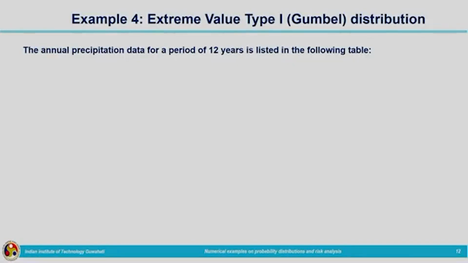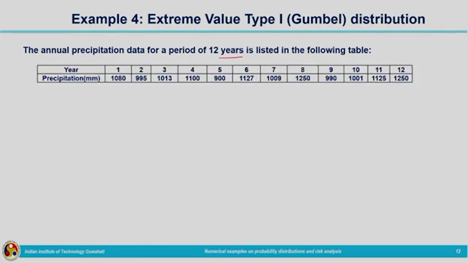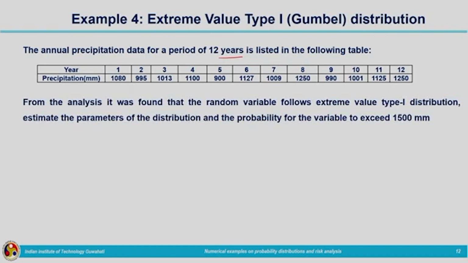Now, let me move on to the extreme value distribution, that is Gumbel's distribution. Extreme value type 1 is termed as Gumbel distribution. The annual precipitation data for a period of 12 years is listed in the following table. This is the same data which we have used in the first problem. From the analysis, it was found that the random variable follows extreme value type 1 distribution. Estimate the parameters of the distribution and the probability for the variable to exceed 1500 millimeters.